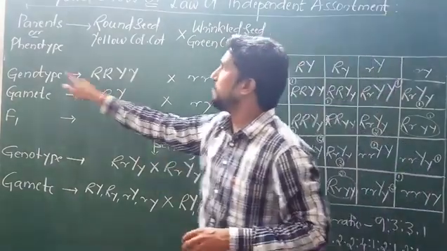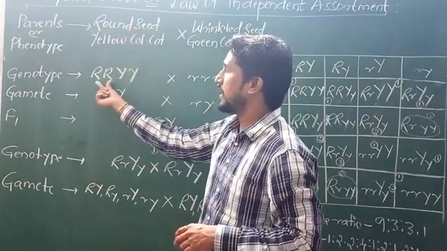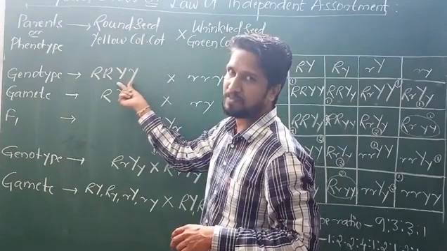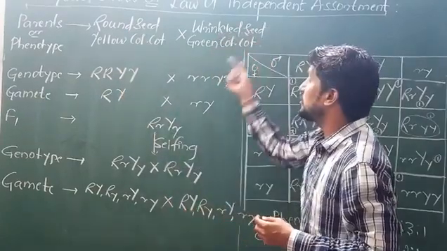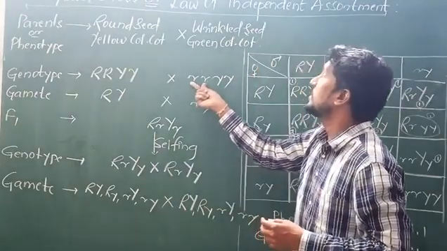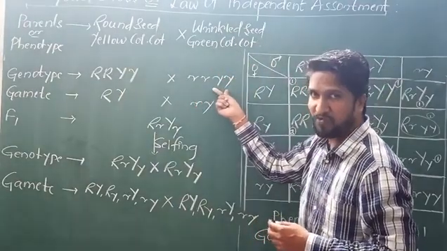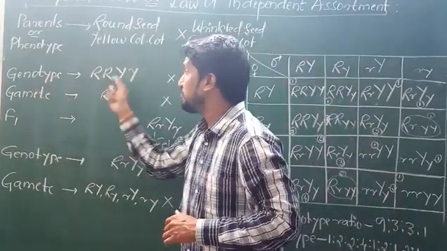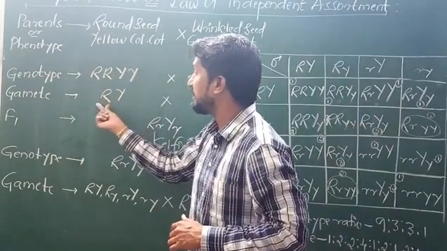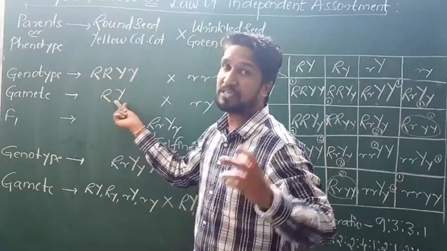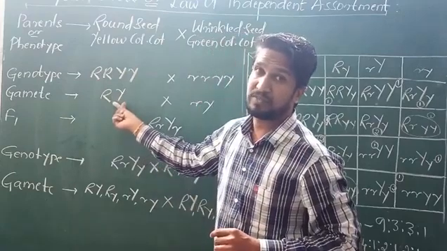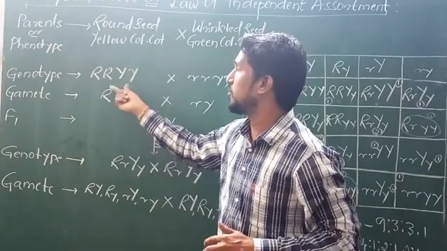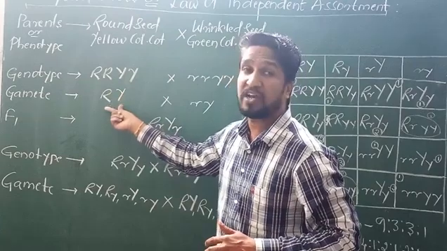Right? And the genotype of round seed is capital R, yellow color cotyledon is capital Y. Like the same, wrinkled seed genotype is small r, and green color cotyledon is small y. The gametes of this parent are capital R, capital Y, because gametes are haploid, with a single set, n number, instead of diploid. Diploid are in the parent and haploid are in the gamete.